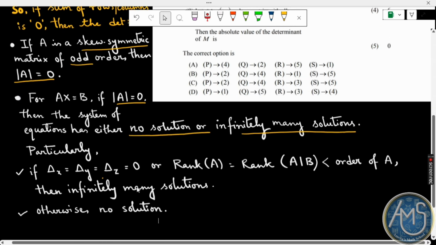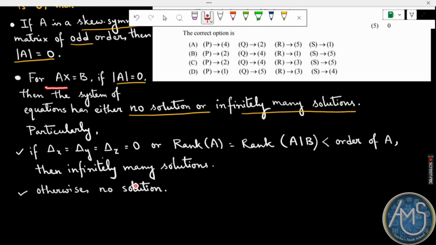Third, recall that if we have a system of equations written in the form of a matrix, AX = B, where X indicates the variable matrix and A is the coefficient matrix, and the determinant of the coefficient matrix is 0, then the system of equations has either no solutions or infinitely many solutions. That means the system is inconsistent.